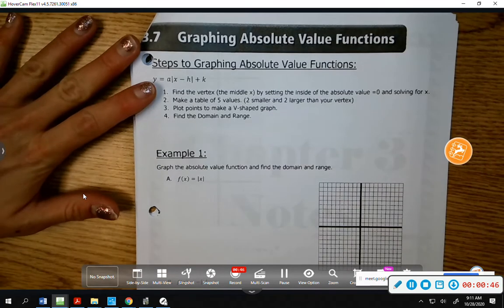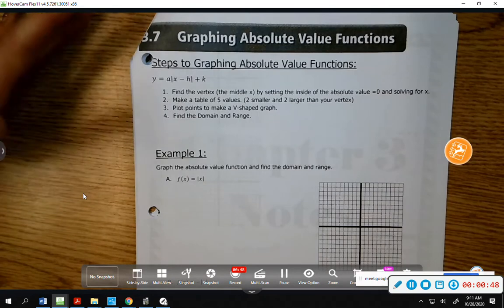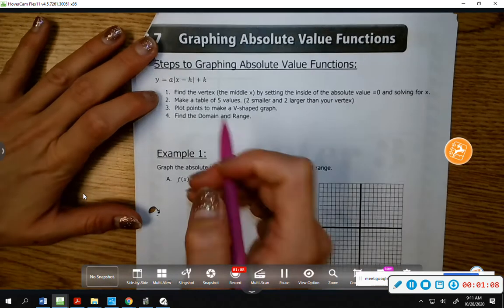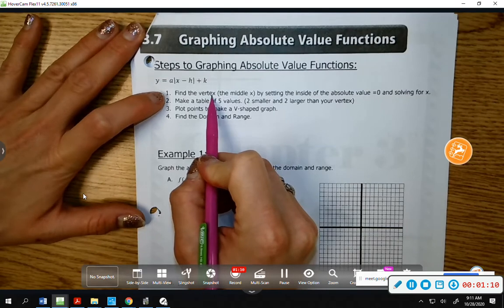So the first, let me just say this. An absolute value function is going to make a V. Okay, so we've graphed lines so far. Now an absolute value function is going to make a V. So there's going to be a vertex. The vertex is the point of the V. So we're going to find the vertex.